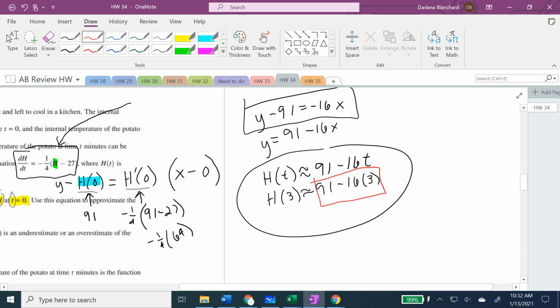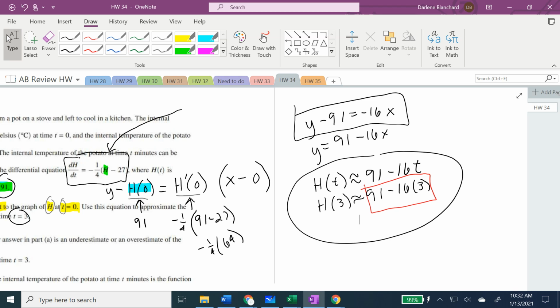As I look at the answer, it is 43 degrees Celsius is that approximation. This part A was worth 3 points. One was for getting the slope of negative 16 because it wasn't that easy to come about that slope. And then a separate point for the tangent line equation. Usually those two are just in one problem.